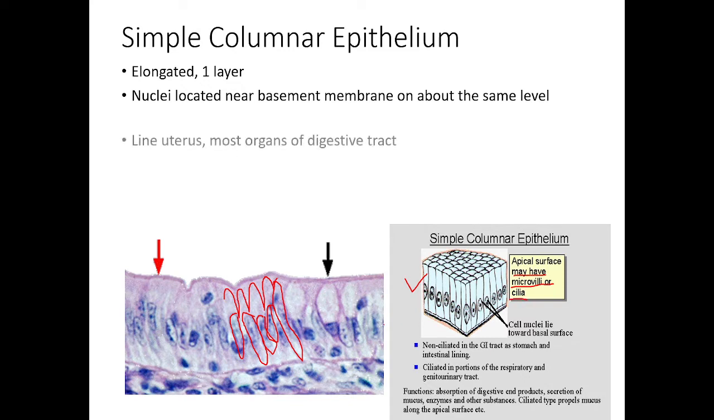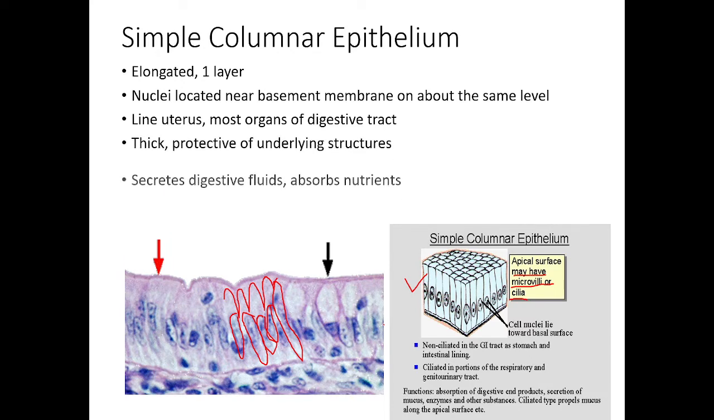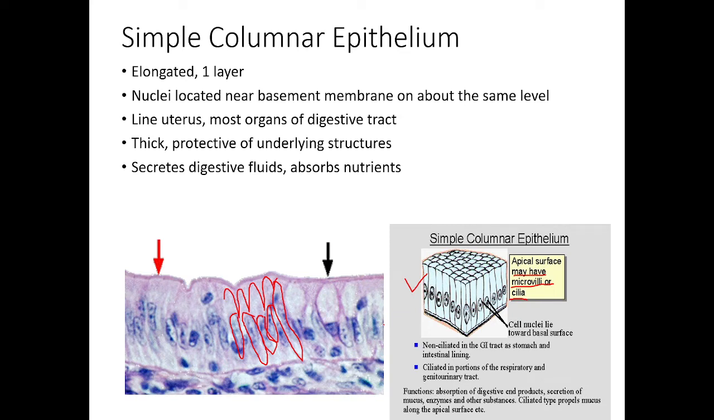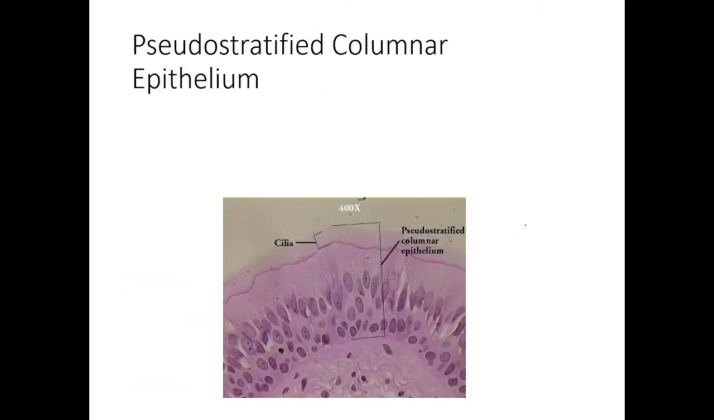They are present lining the uterus and most organs of the digestive tract. They are thick and protective of underlying structures. It secretes digestive fluids, and they absorb nutrients as well. Microvilli are present, as I told you, in the intestine. They can have goblet cells embedded. The goblet cells are secretory cells, and they secrete mucus onto the surface.